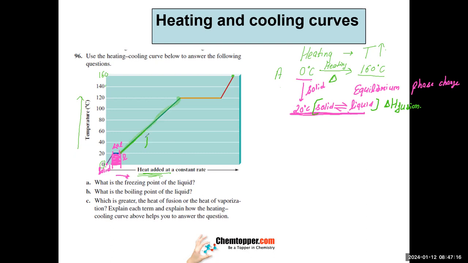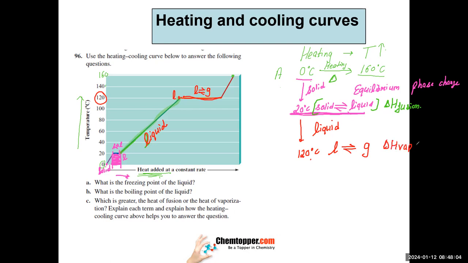What is the state? Liquid. It is just liquid, up to here. But what happens at 120 degrees Celsius? Up to 120 degrees Celsius, it is liquid. No phase change. Temperature is going up. But at 120 degrees Celsius, again, the liquid starts getting converted into gas. Phase change here. Liquid to gas. Vaporization. And this is called delta H of vaporization.